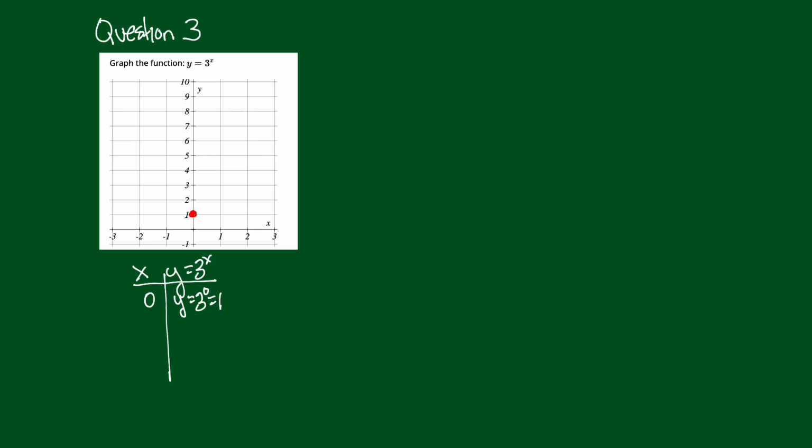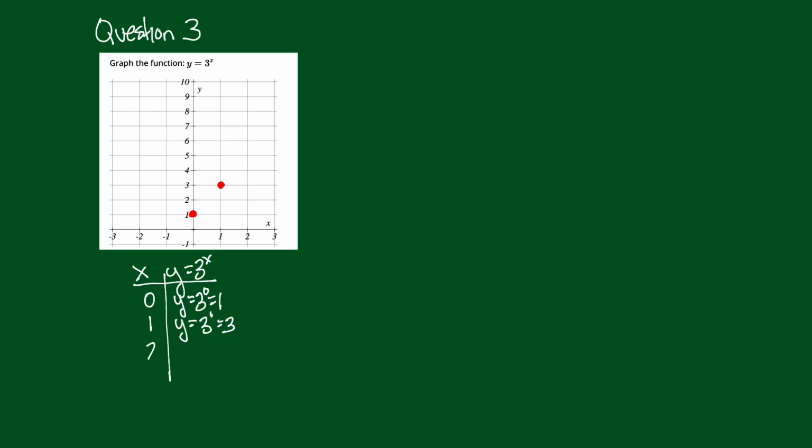And then when x is 1, y will be 3 to the 1, which is 3. Let's plot that point. Start at the origin, to the right one, up 3. Now these are going to grow quickly.